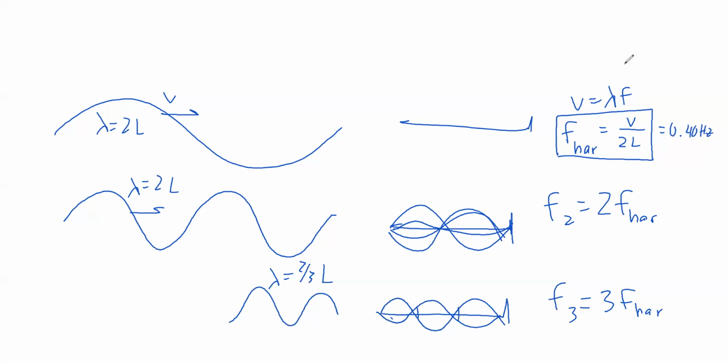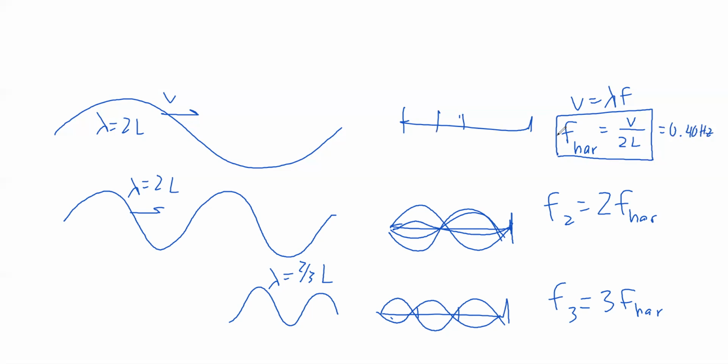And then the pattern that forms, you know, in calculus 2, you talk a lot about sequences and series. The sequence for the frequencies is easy, right? The frequencies just increase by a multiple of f_harmonic. But the wavelengths, they decrease proportionally. They go from 2L to L to 2/3 L to 2/4 L.